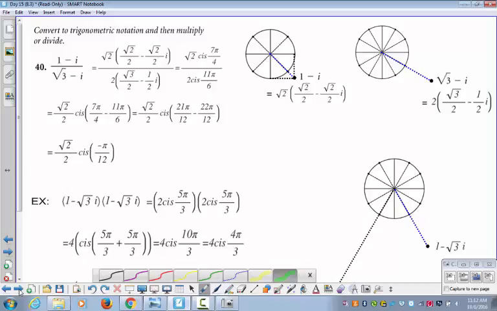So first we have to convert. If we're trying to convert to trigonometric notation and then multiply or divide, we need to convert 1 minus I into its trigonometric form. So what I said to myself there was that that's going to be on the 8-sector circle. We're bisecting quadrant 4. 1 minus I is down there in quadrant 4, right? The unit circle terminal point is this. Right? That's on the unit circle right there.